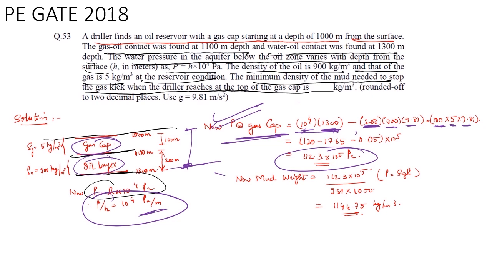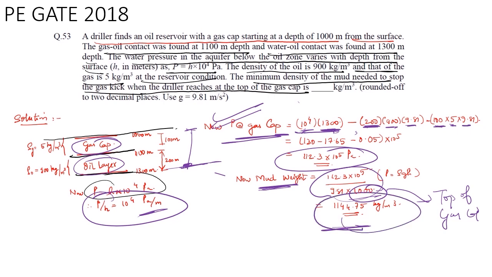Now once I have the pressure, I can calculate mud weight, because pressure is equal to rho GH. Mud weight is 1144.75 kg per meter cube. This is the mud weight that I will be using when I will drill this particular reservoir. Alright, now let's move further.